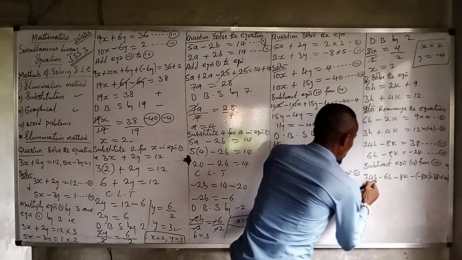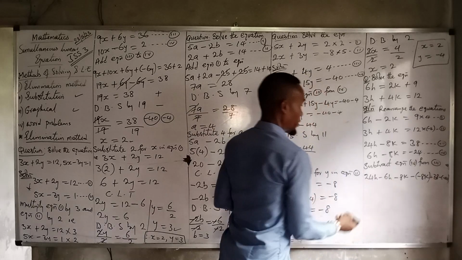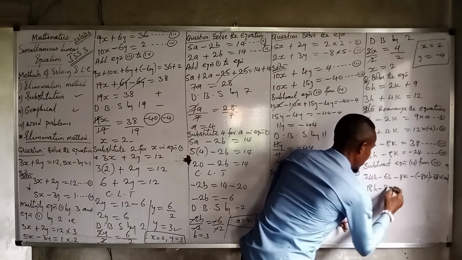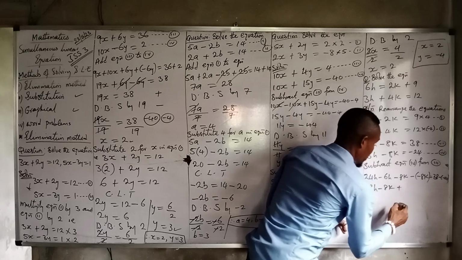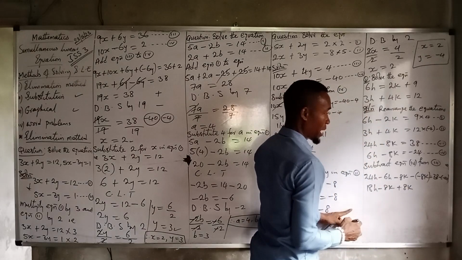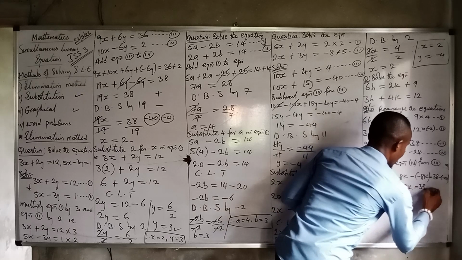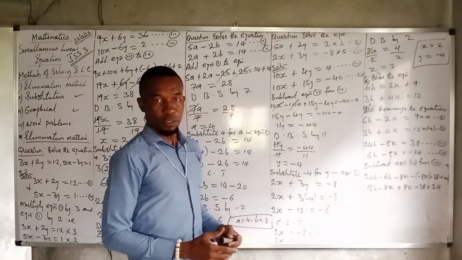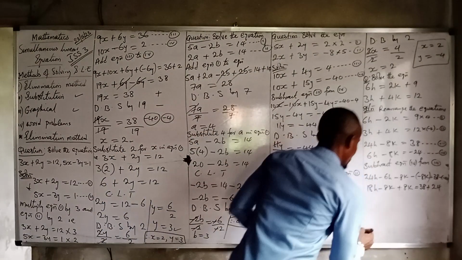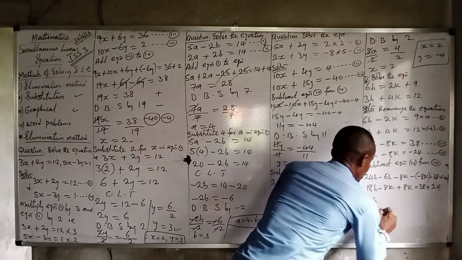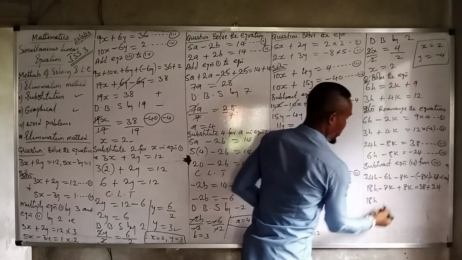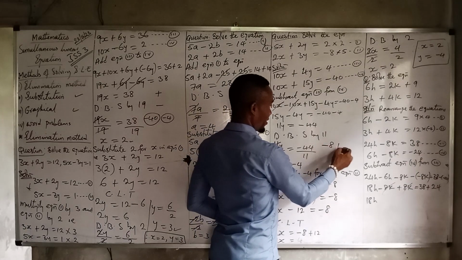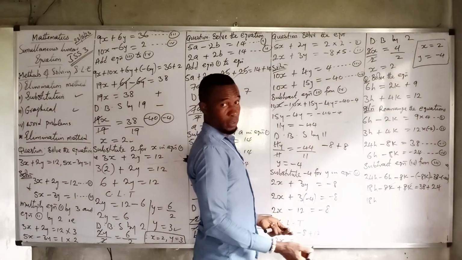So what do I have here? 24h minus 6h gives you what? 18h. Right? Then minus 8K, minus and minus is what? Plus 8K. I see me? Equals what? 38, minus and minus is plus 24. Yes. Alright. So I have 18h, and minus 8K plus 8K is what? 0. Alright? And also minus 8 plus 8, that's 0.